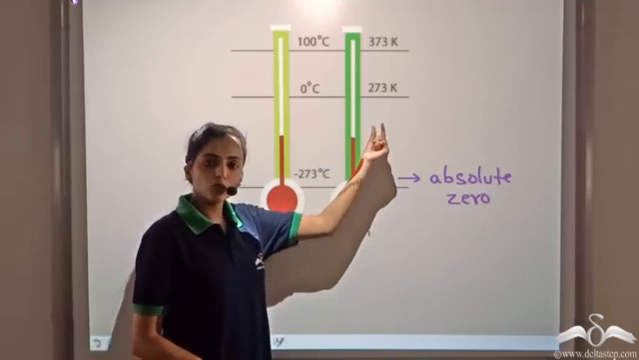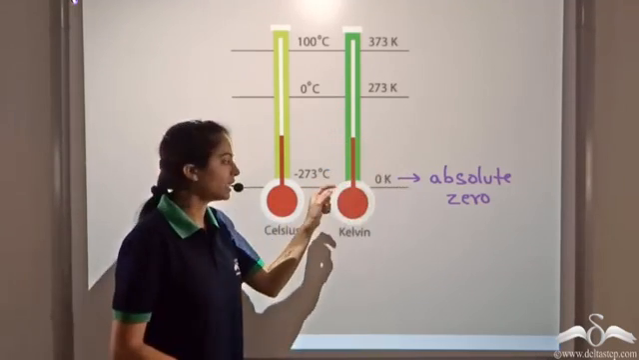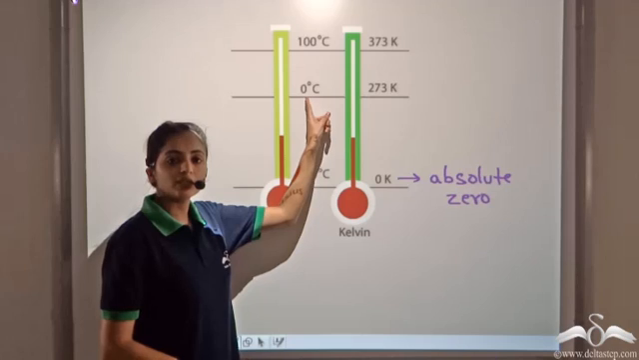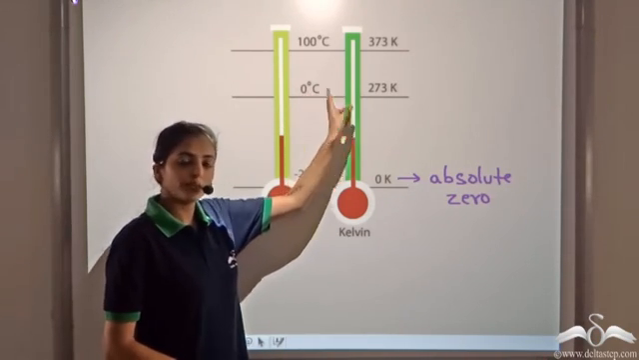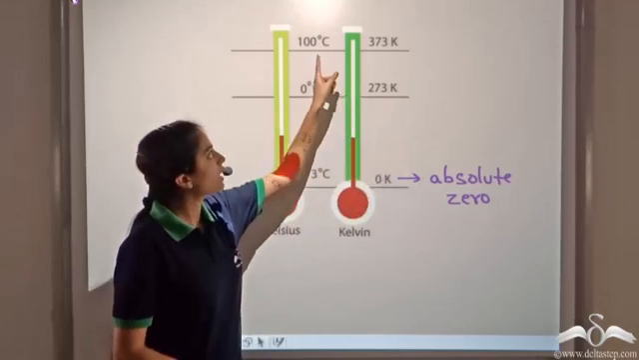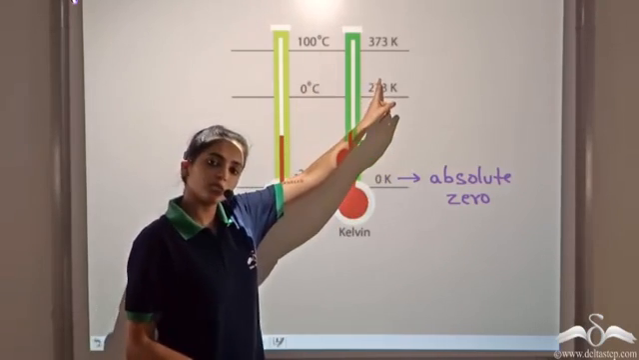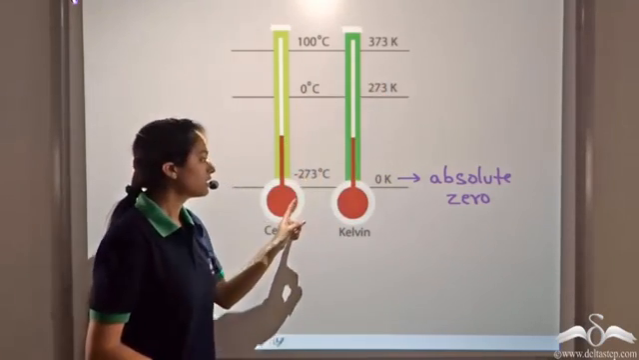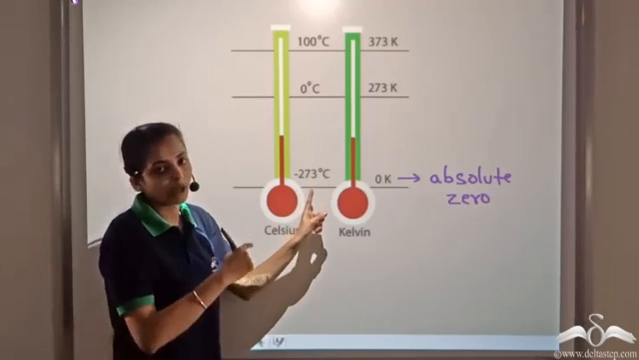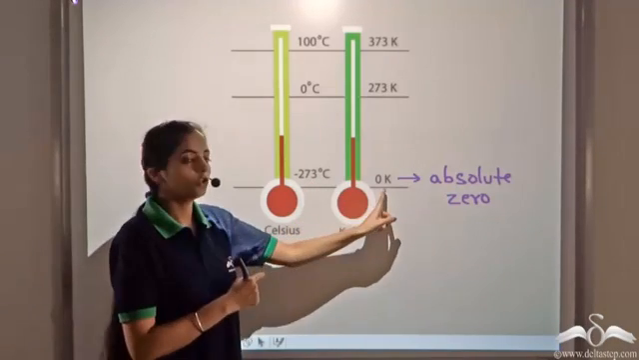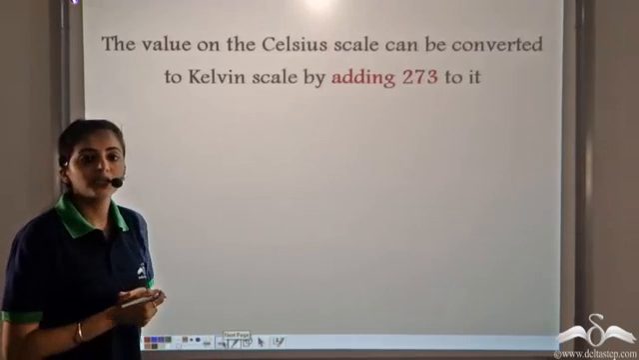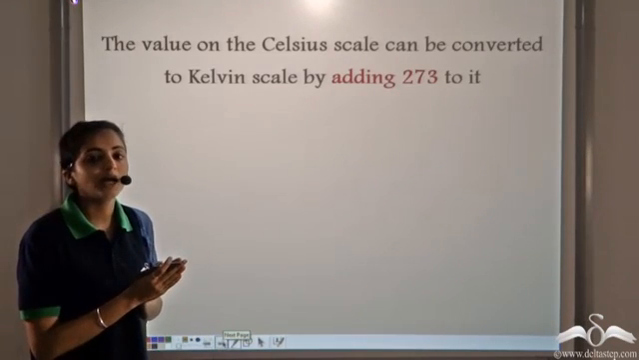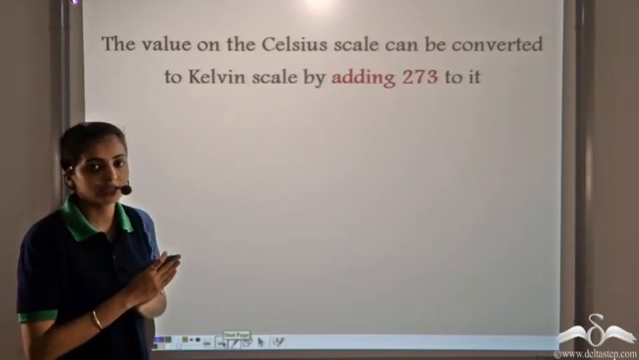So any value on the Kelvin scale can be obtained by adding 273 to the Celsius scale value. When we add 273 to 0, we get 273 Kelvin. When you add 273 to 100, you get 373 Kelvin. Similarly, if you add 273 to minus 273 degrees Celsius, you get 0 Kelvin.